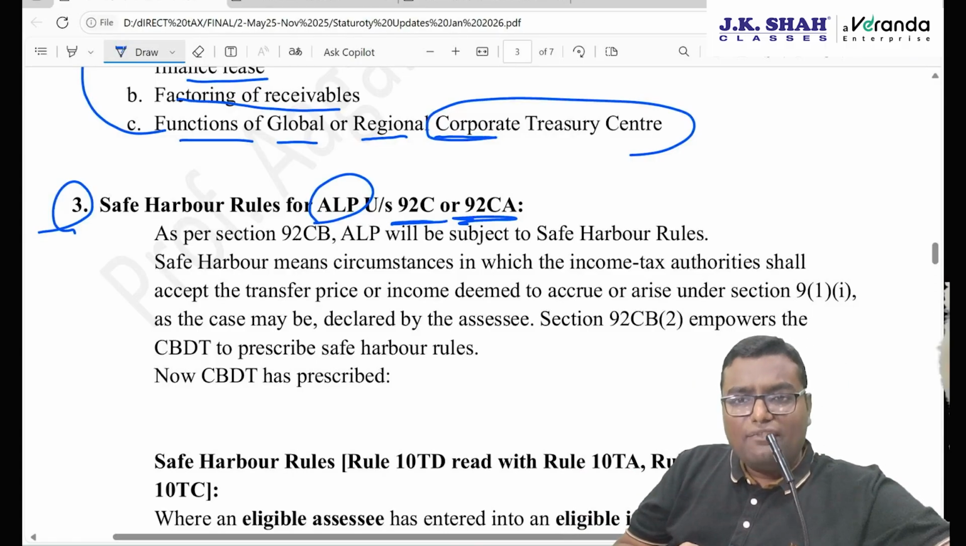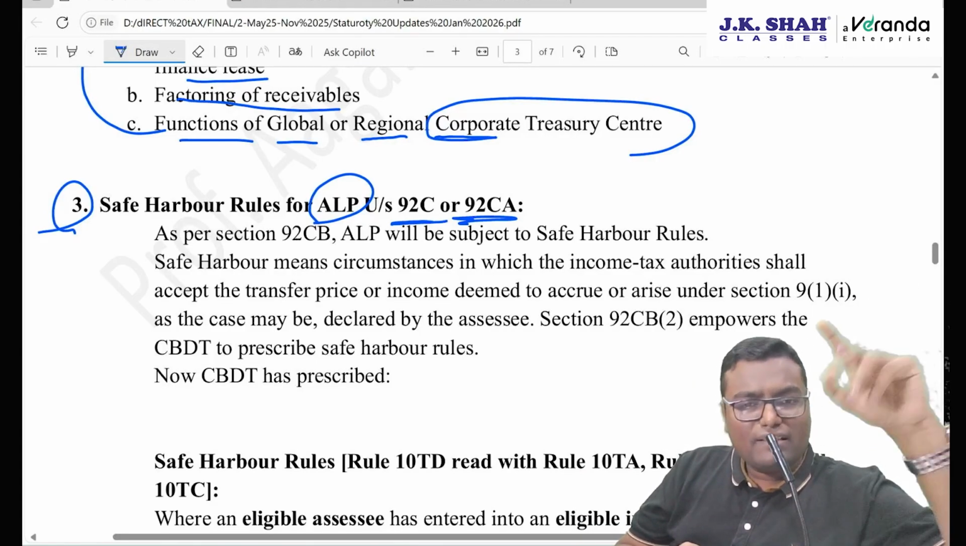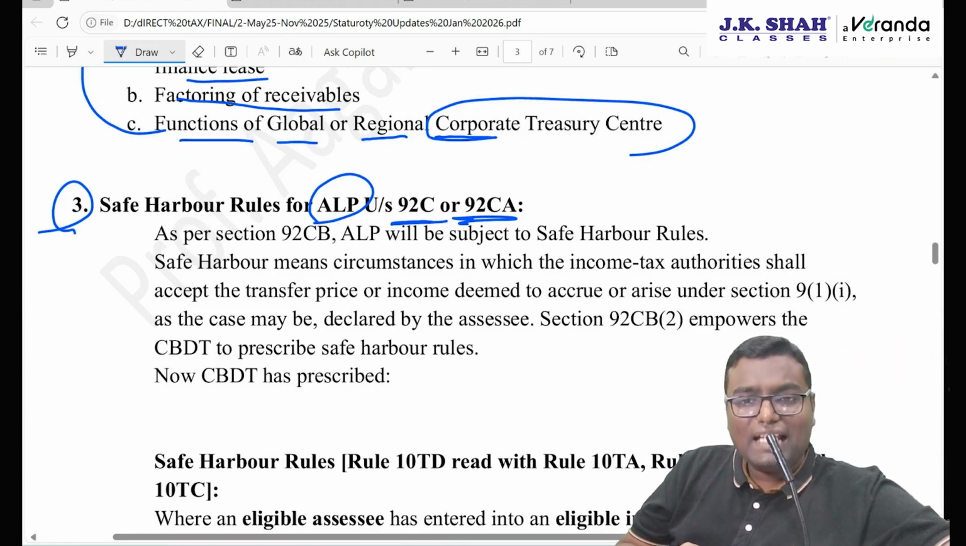So three kinds of safe harbor rules are there. Specified domestic transactions, already discussed in the lecture. Section 9 diamond industry related rules, already discussed in the September 25 video. The third one is other specific international transactions. Now I am going to discuss that.